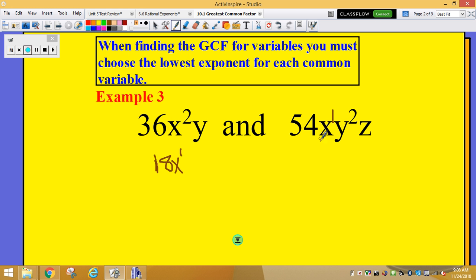Do they both have a y? Yes, so that's going to be part of my GCF. Take out the lowest exponent. This one's a 1, that one's a 2, the smallest one is a 1. Do they both have a z? No, so I cannot take a z out. So my greatest common factor is 18xy. That's it.